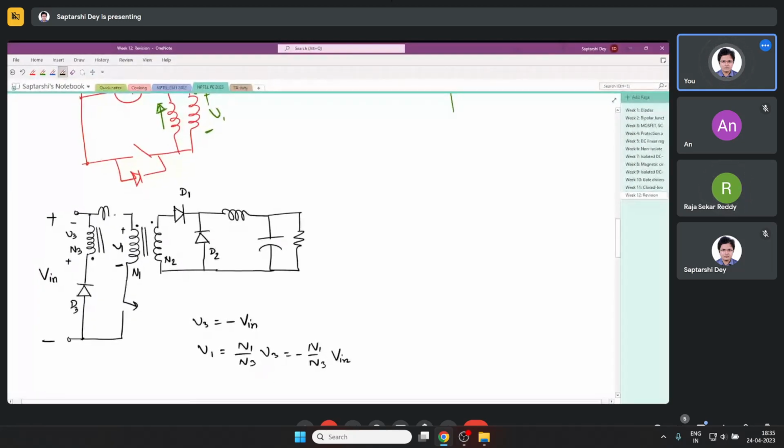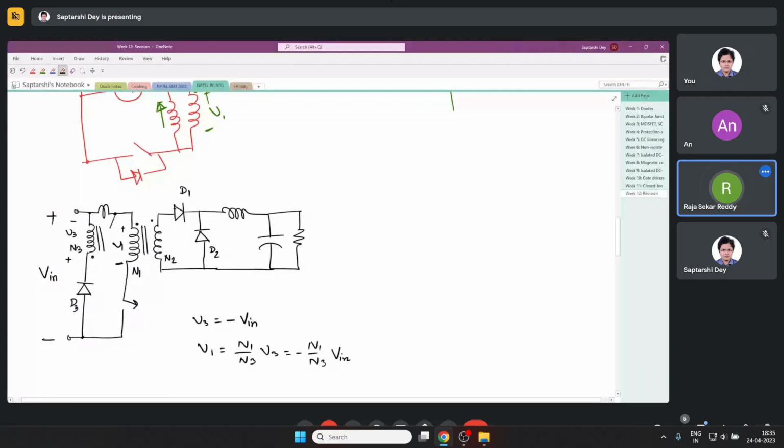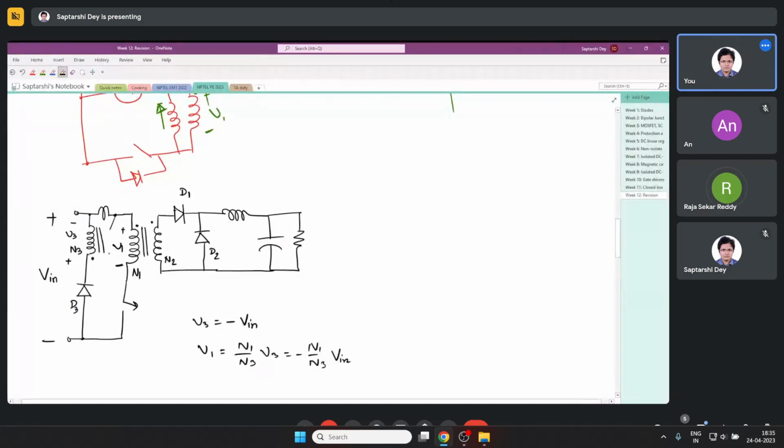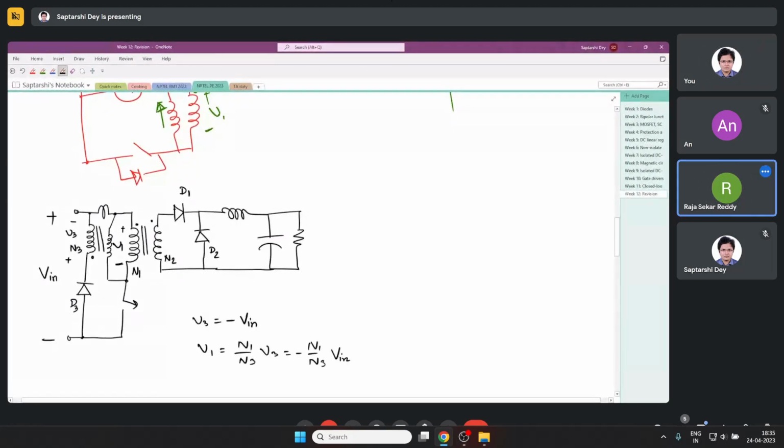This is the leakage inductance, and this is the magnetizing inductance. Now the terminals that you can access are this and this. Inside this you cannot access anything, right? Everything is lumped parameters here.